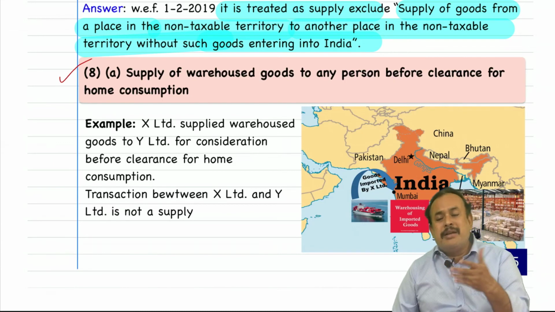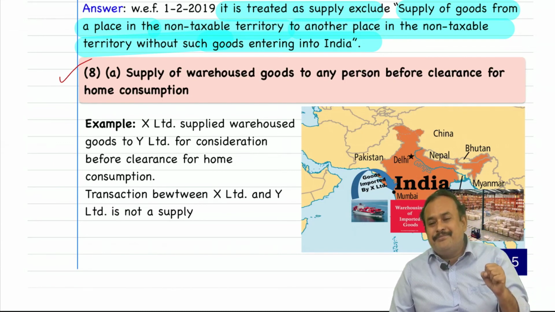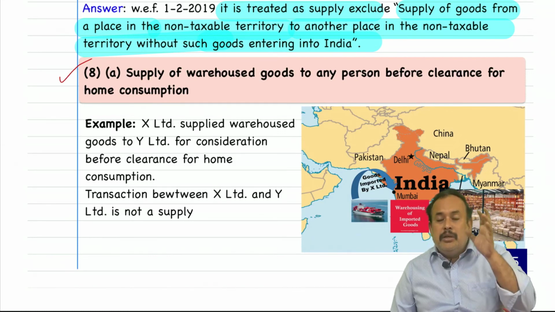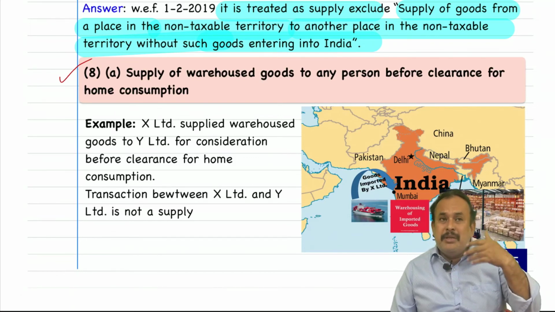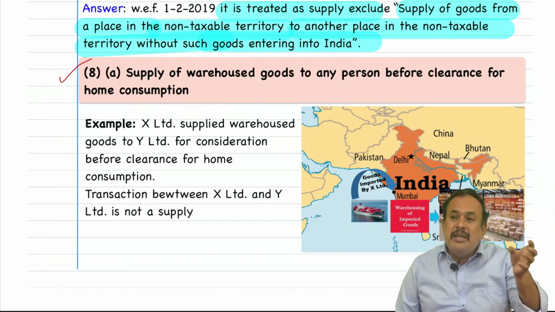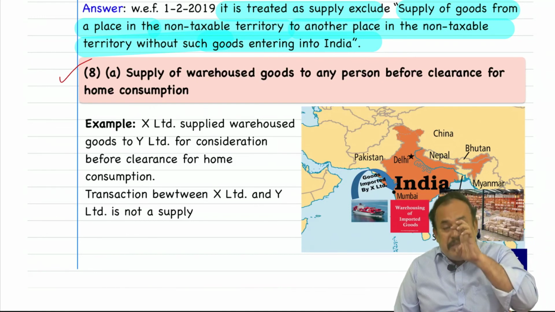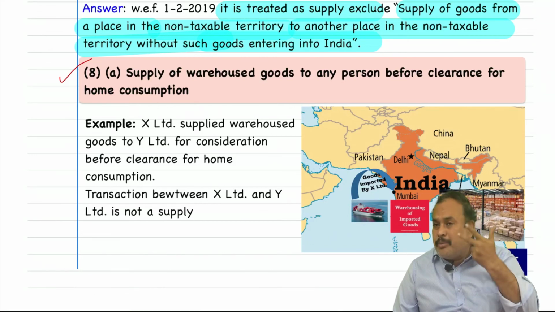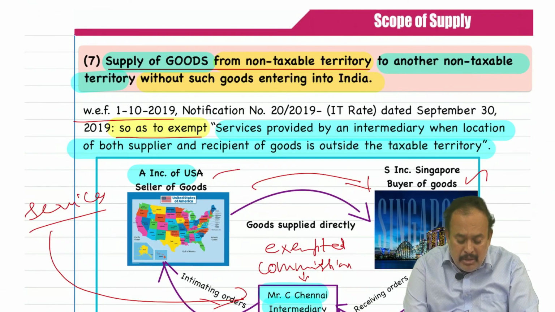India is my home country. To consume in India, I am yet to consume the goods in India. Therefore, the goods have been purchased by a buyer from outside India, from a supplier who is outside India, where in India the person facilitates it. It is also not a supply, already covered under Schedule point number 7.